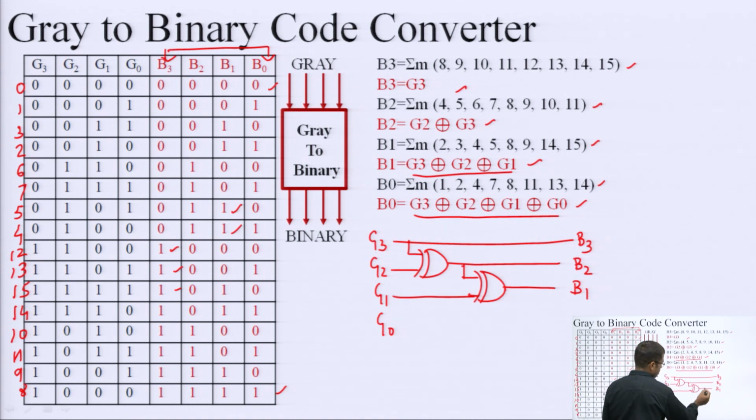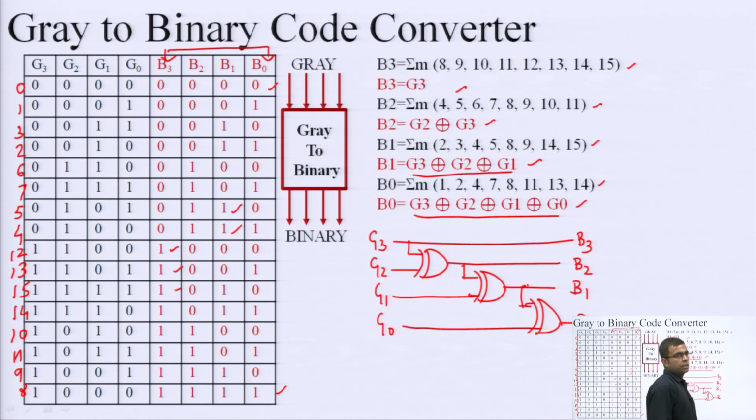Similarly, this B1 is already the XOR of 3 things. So, I will be using that with another 2-input XOR to realize B0. In this way we have realized the circuit for a Gray to binary code converter.